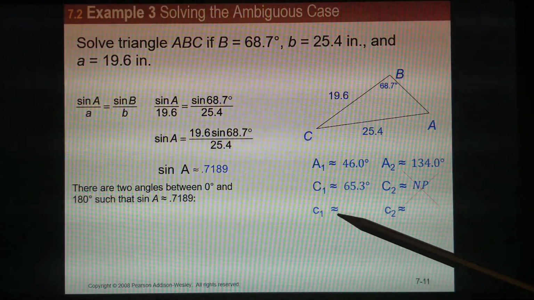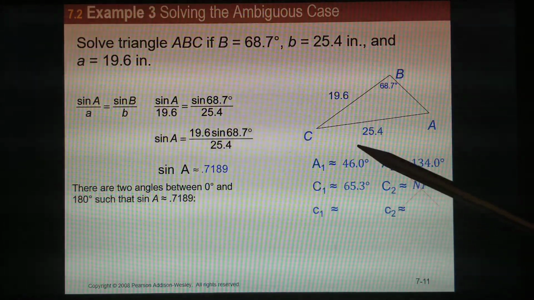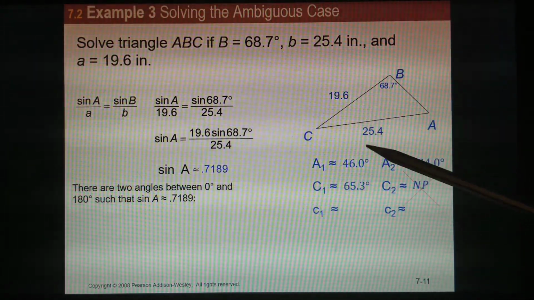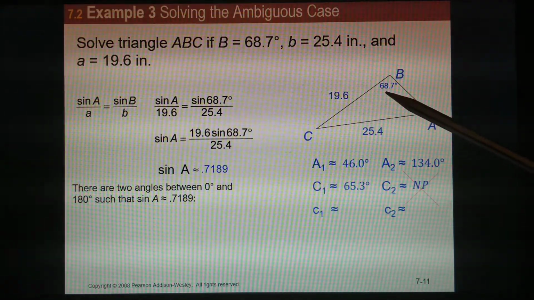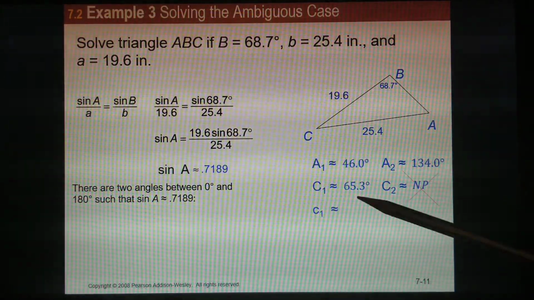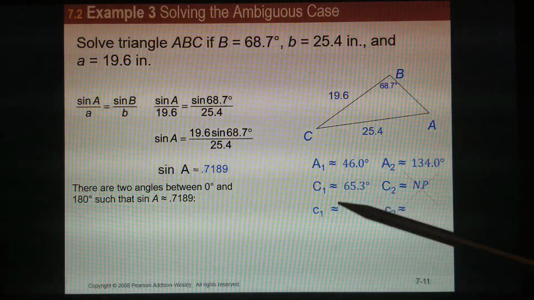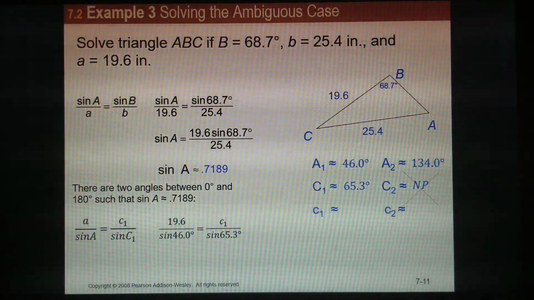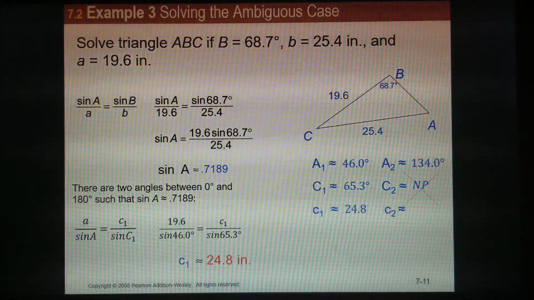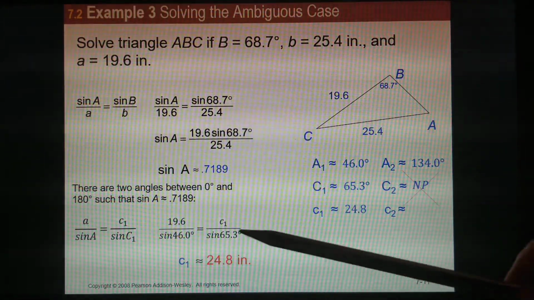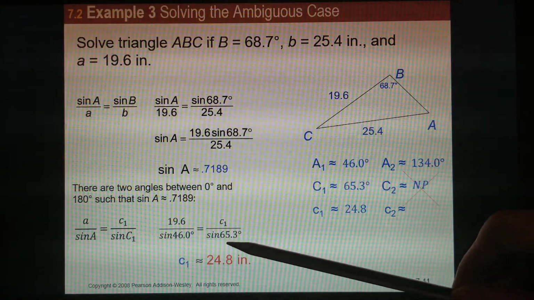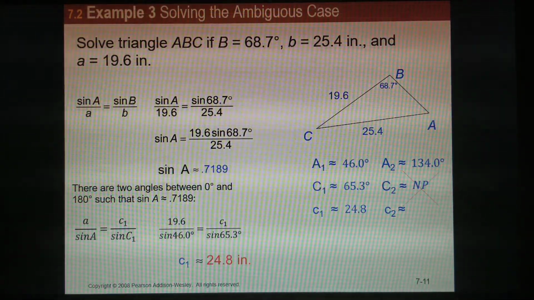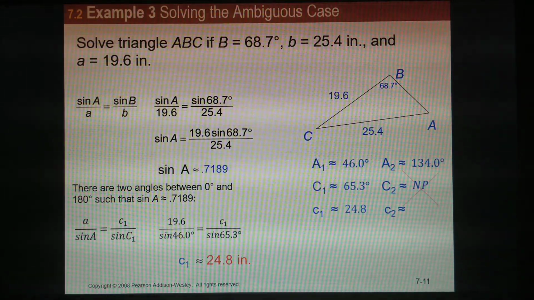Now to get side C, remember the angle and side we know were these two. So I'm going to be using the 25.4 and the sine of 68.7, and that's going to be equal to the ratio of side C that I don't know and the sine of angle C that I just found. So we fill those numbers in, and we cross multiply and divide. I can multiply these two, divide by the sine of 46, and that's 24.8 for side C in the first triangle.